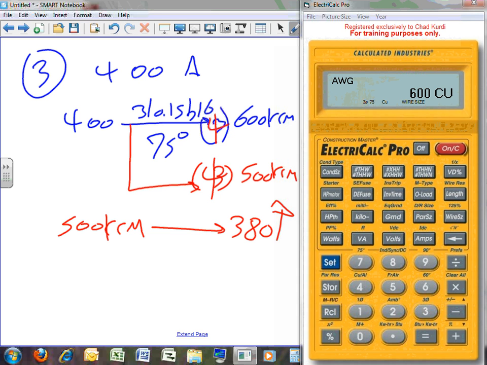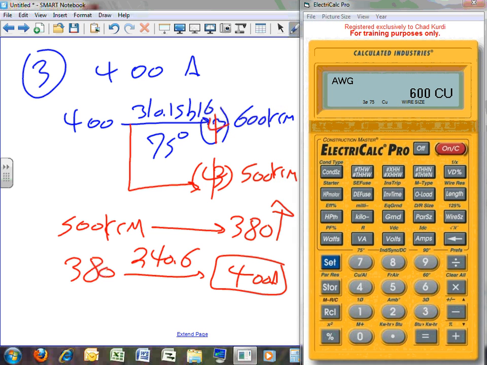What's the next standard overcurrent protection device? How do you know where they are? 240.6. You're going to go to the NEC. If you take the 380 to 240.6, what's the next overcurrent protection device? If you look at the code, it's 400. Based on this rule, you could have gone with 500 kcm, and you see some contractors do that to save some cost. Good engineering job, you use 600 kcm. So the calculator will get you 600 kcm.